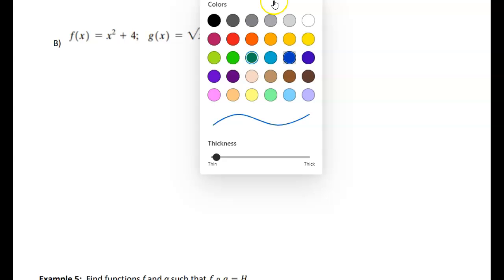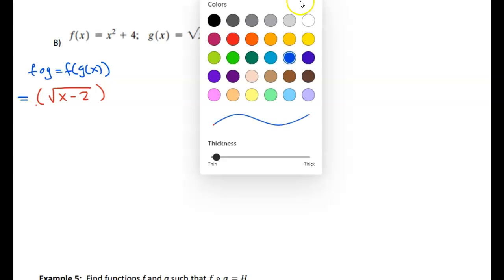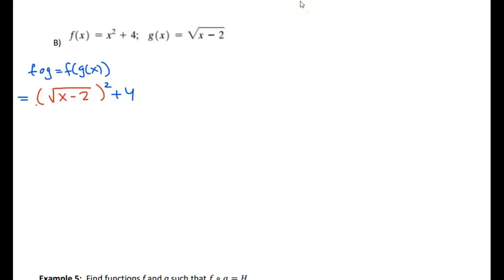Let's look at one more. Another one with radicals. So f of g is f of g of x. So we have our f function, x squared plus 4. Alright, so the x gets replaced by g, which is square root of x minus 2. And we square that and we add 4. Okay, so let's simplify. Square cancels out the square root. We get x minus 2 plus 4, which is x plus 2.